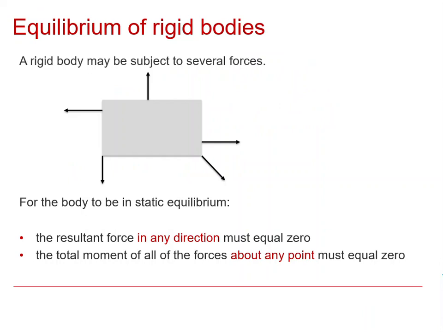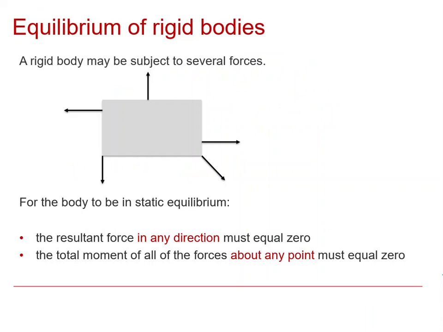What's the difference between a particle and a rigid body? Well, a particle is considered as a mass at a single point, so it has no geometry other than its position. A rigid body does have geometry, and the position at which the forces act upon it makes a big difference to whether it's in equilibrium or not. Think, for example, of how it matters where you sit on a seesaw.